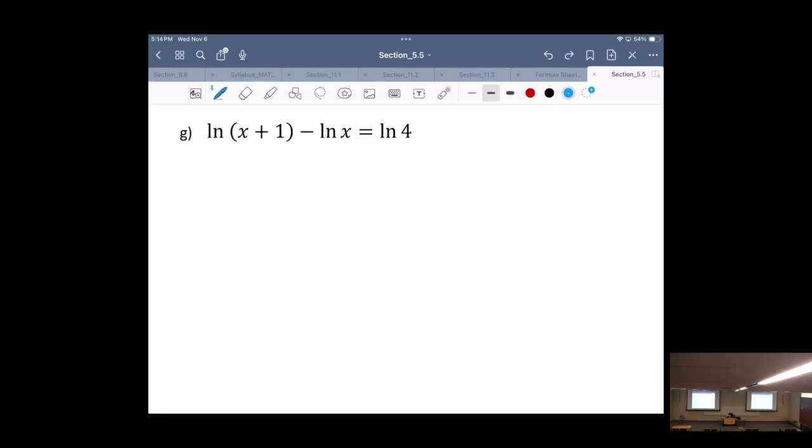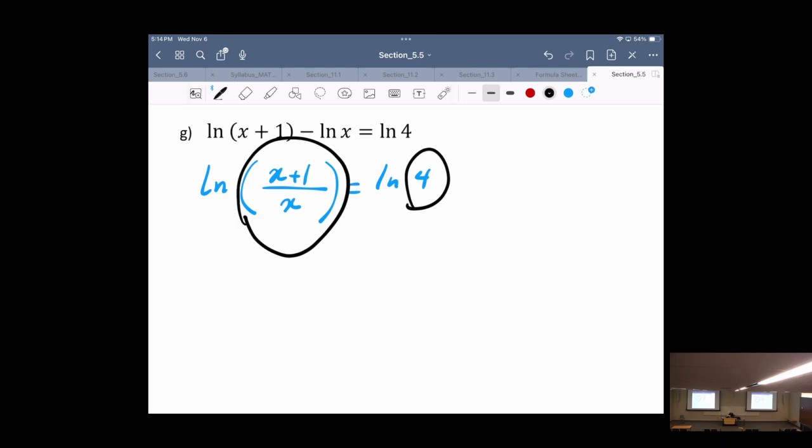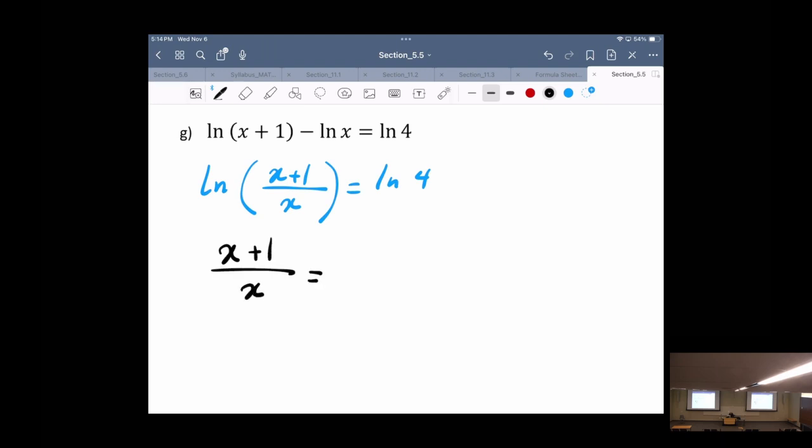That's a subtraction operation on the left. We can change that to a division operation, like that. Now what do we do? Well, on the left you have a natural log. On the right you have a natural log. So if this equation is to hold, then all this expression should be equal to 4. Therefore x plus 1 over x should be equal to 4.